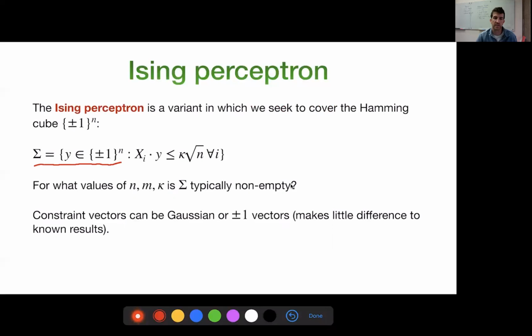And again, the question is, for what values of n, m, kappa is the solution space typically empty or non-empty? So these are two similar models, but have significant differences, the spherical perceptron and the Ising perceptron. And the adjective describes what form the solutions take. I'll say that whether the constraint vectors, these xi's, are Gaussian or plus minus 1 vectors, that doesn't really matter. You can choose either one, and at least for the known results, this choice won't matter. So spherical, we're talking about a set of solutions, Ising, Hamming cube solutions.